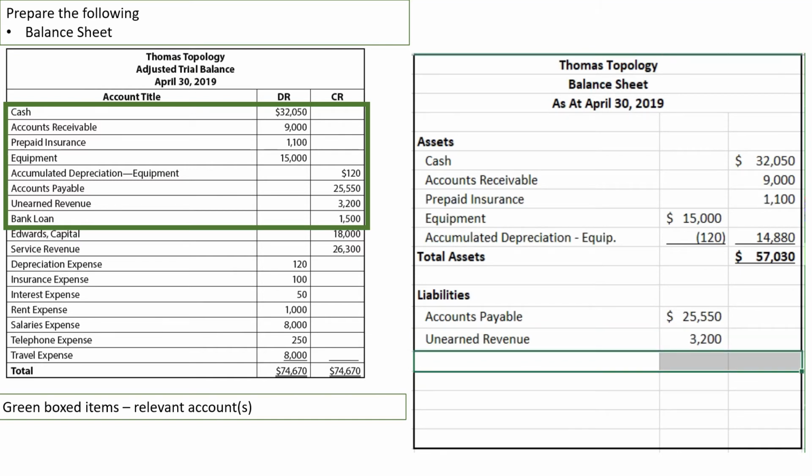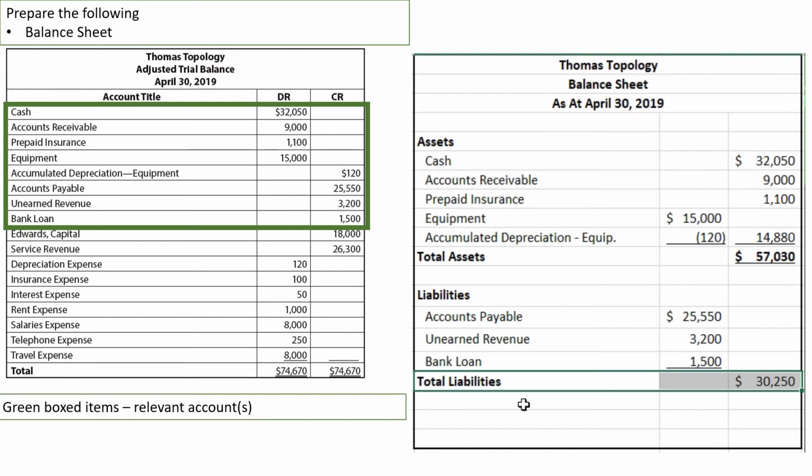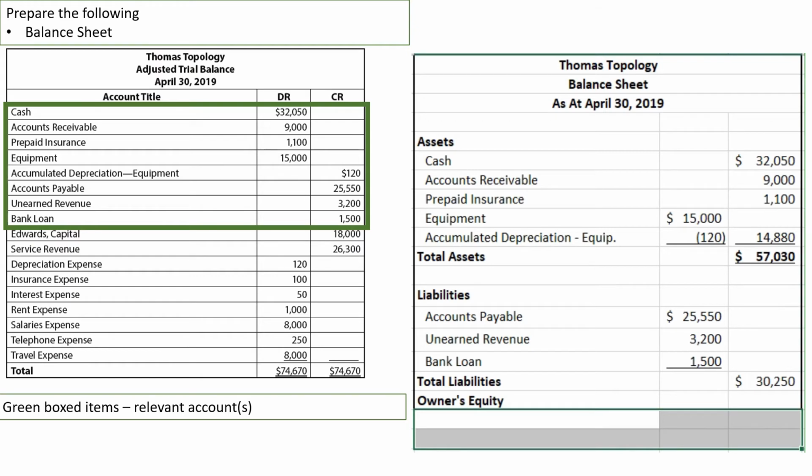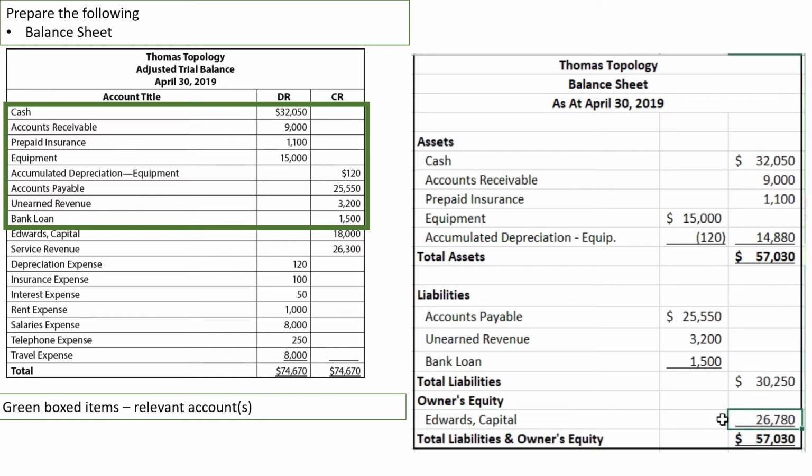Next section is our liabilities, starting with accounts payable, unearned revenue, and a bank loan, which totals our liabilities of $30,250. Next section then is our owner's equity, which you would then pull the balance from our statement of owner's equity done in the previous step, not from the trial balance at this time. So the owner's equity indicated for Edwards Capital was $26,780 for total liabilities and owner's equity of $57,030, which is equal to our assets of $57,030.